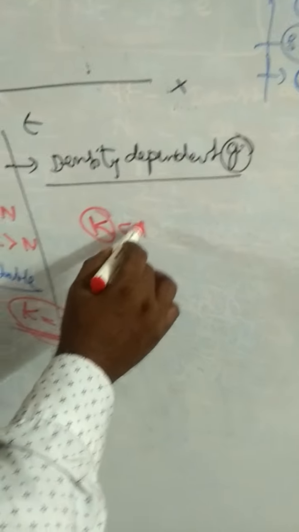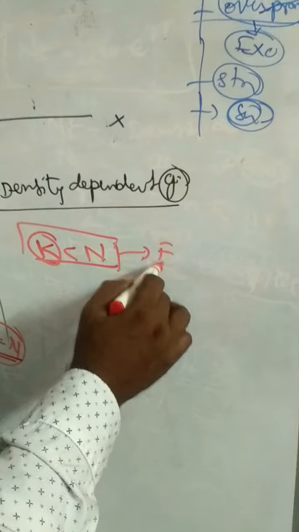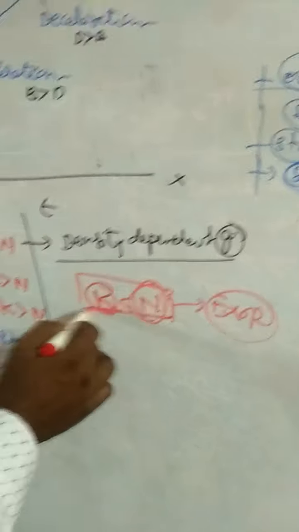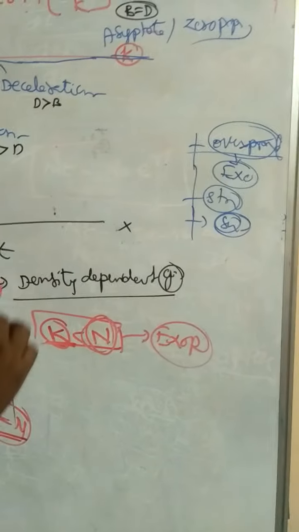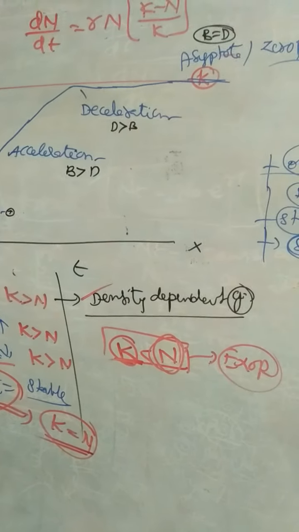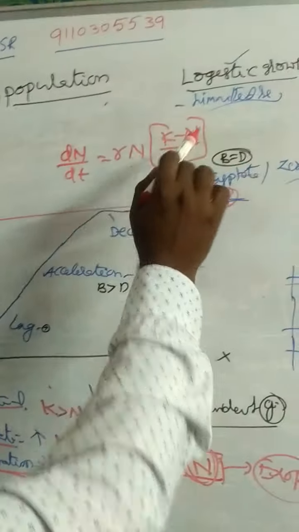If K is less than N, that stage is called exponential. In exponential growth curve, population density overcomes the carrying capacity. In case of logistic growth curve, it does not overcome the carrying capacity. Hence it is called density dependent growth curve. That is about logistic growth curve. What is the formula for logistic growth? dN/dt is equal to rN(K - N)/K.